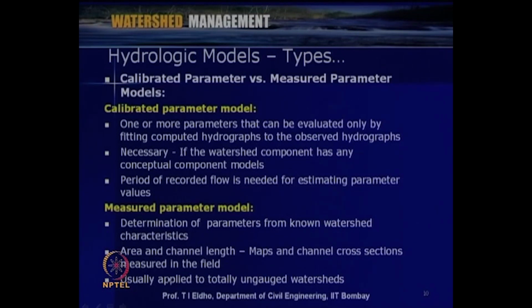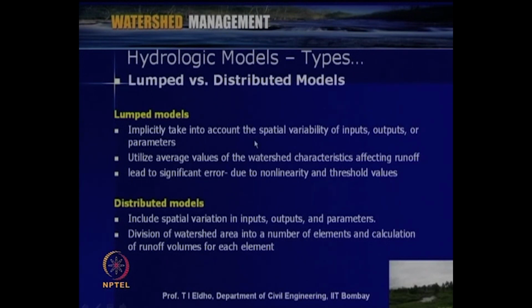And the second category here is the measured parameter model. Here we are trying to determine the parameters from known watershed characteristics. The watershed characteristics are already known, and from that we can identify the parameters, like area and channel length, from maps and channel cross sections measured in the field. Usually we use these kinds of models for ungauged watersheds. The important measured parameters we put in directly, but for some of the other parameters which are difficult to measure, we use standard values.